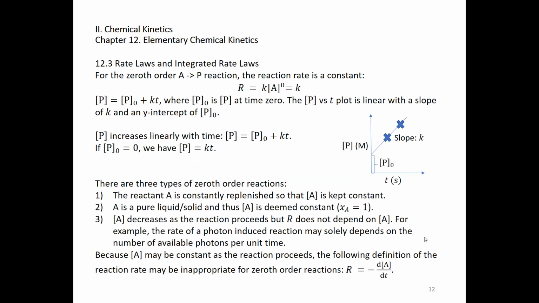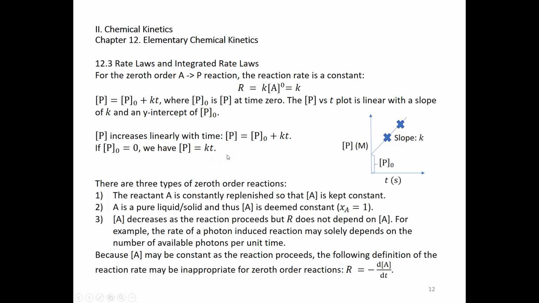For the zeroth order reaction from A to P, the reaction rate is constant. We have P equals P naught plus kt. So we can make a graph of P versus time. The intercept is P naught, the slope is k. So we can always make a plot like this to determine the value of k if we have more than 2 data points. If we have only 2 data points, I'd rather just solve 2 linear equations. Again, if P naught is 0, then P is equal to kt. And this is actually more common.